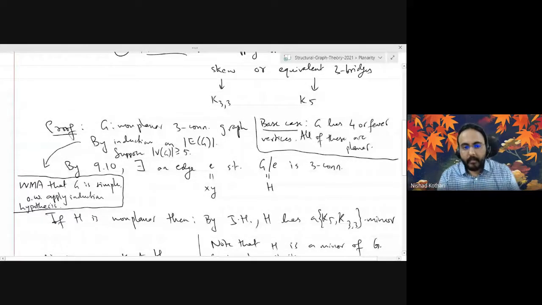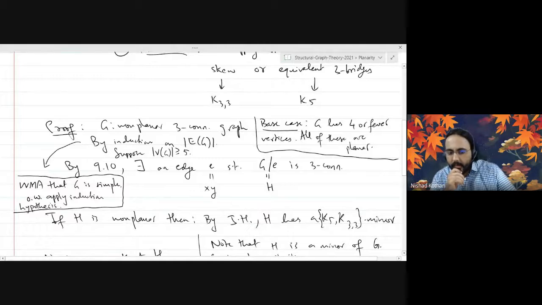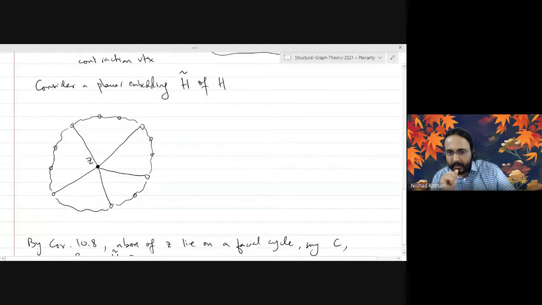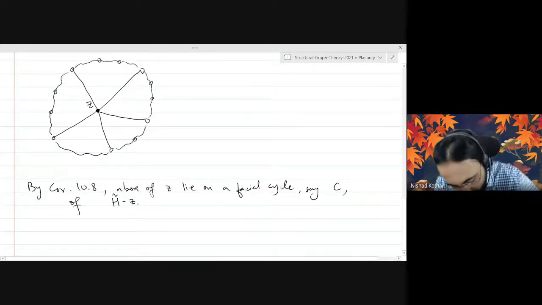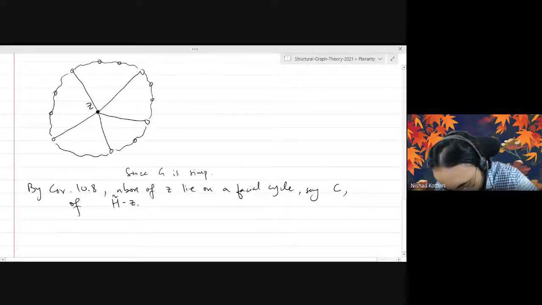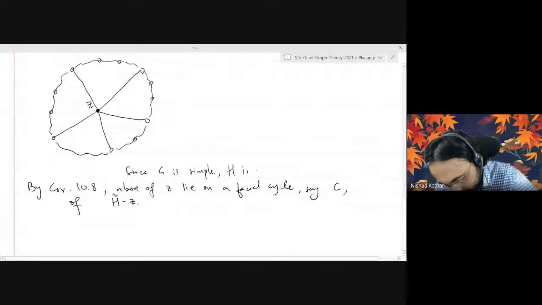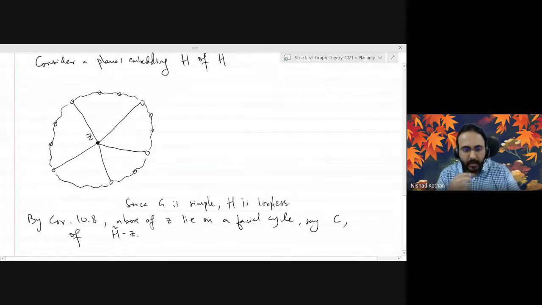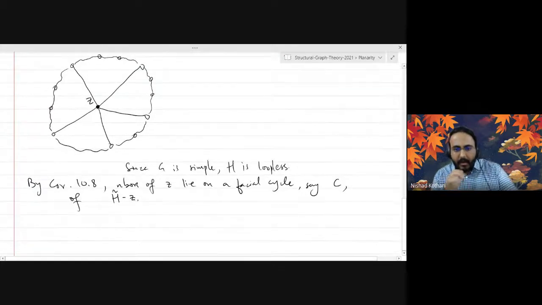Okay, is that fine? Yes. So we can assume that the graph is simple. In particular, because the graph is simple, we will not get loops at Z. Since G is simple, H is loopless. Good. Any other questions or concerns?